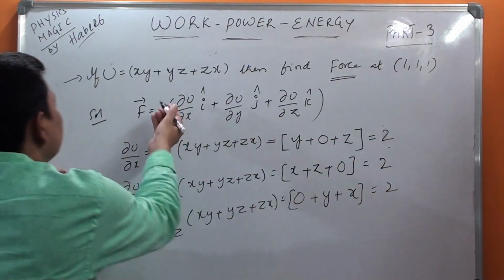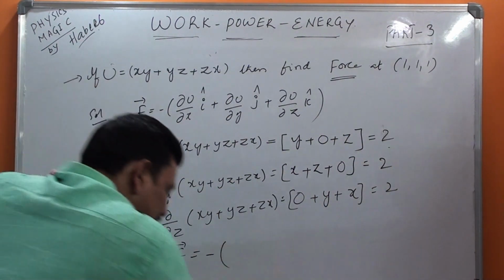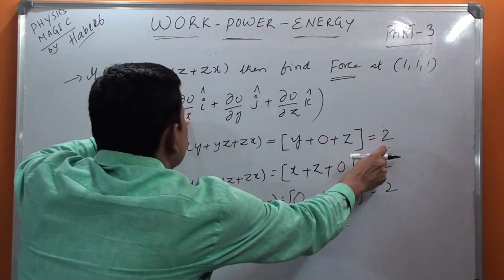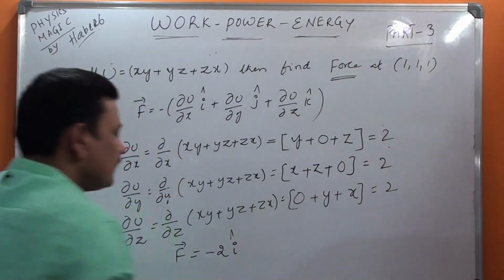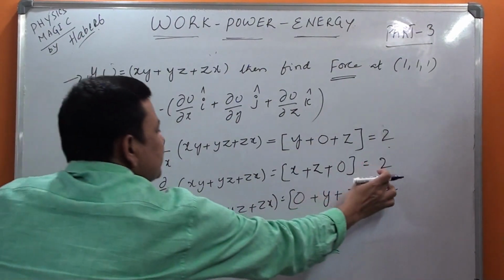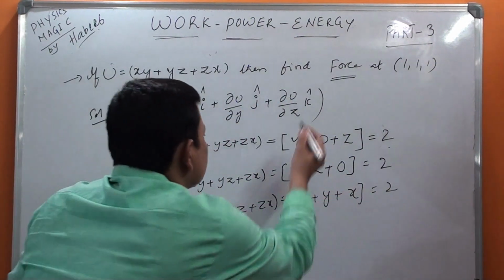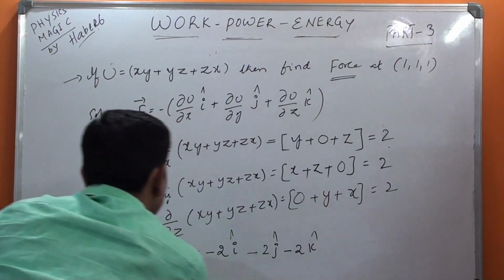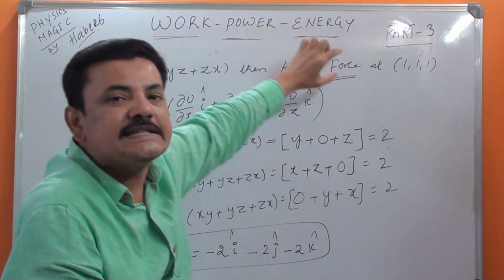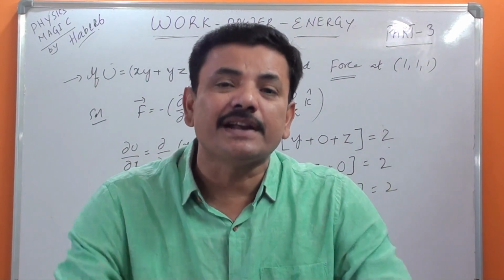If you substitute this, therefore force is equal to minus of, you can take the minus out for all: dou U by dou x is nothing but 2, so 2i, then dou U by dou y is nothing but 2, so 2j, then dou U by dou z is also equal to 2, therefore minus 2k cap. This is nothing but the force. So potential energy is given, force is asked. This is a conservative force, because now my students got a very clear idea.